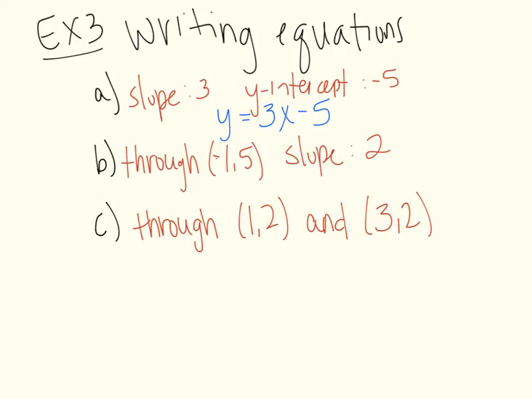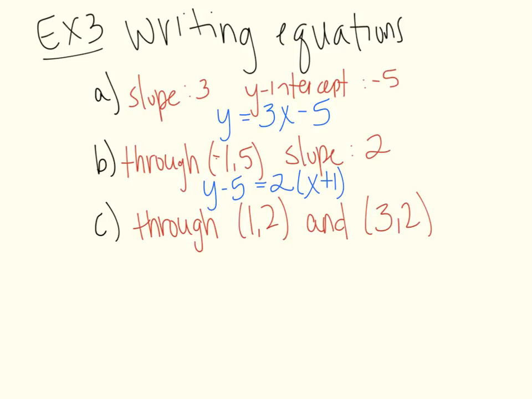B, if this is through negative 1, 5, and it has a slope of 2. If it tells you that it's through one point and gives you the slope, then you're going to want to use point-slope form. So that's going to be y minus the y value is equal to m, which is the slope, times x minus the x value. Since that's minus 1, we're going to make that a plus 1. So that equation is y minus 5 equals 2 times x plus 1. And that is in point-slope form.